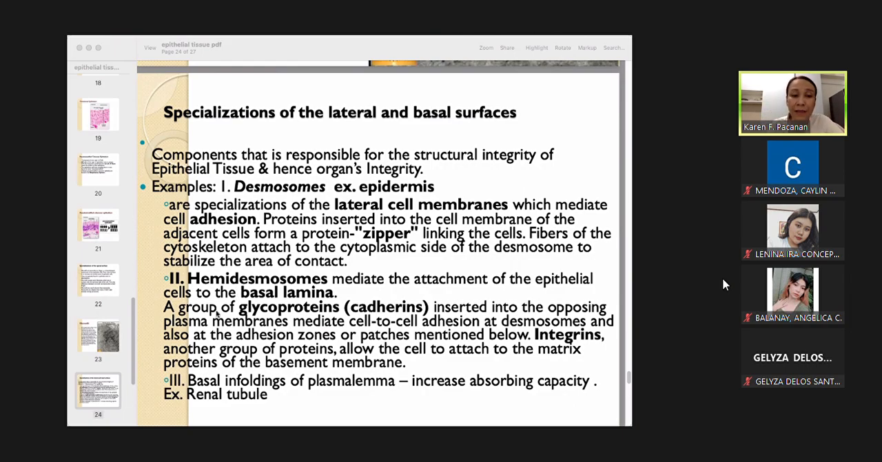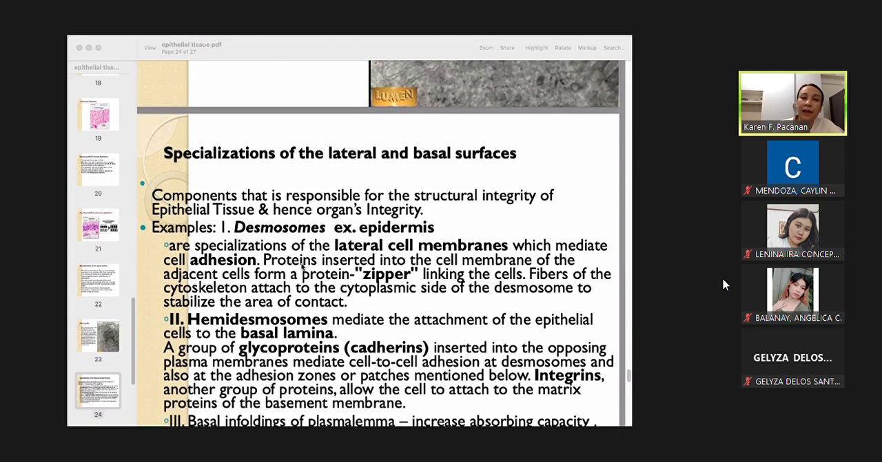So, these two, hemidesmosomes and basal enfoldings of plasmalemma, would facilitate attachment of the basal surface of cells into the basal lamina. Okay? A good example of location for hemidesmosomes would still be the epidermis of the skin, but particularly the stratum basale, which is found at the base. Okay? And for the basal enfoldings of plasmalemma, that would also increase absorbing capacity. An example of location would be the renal tubule.